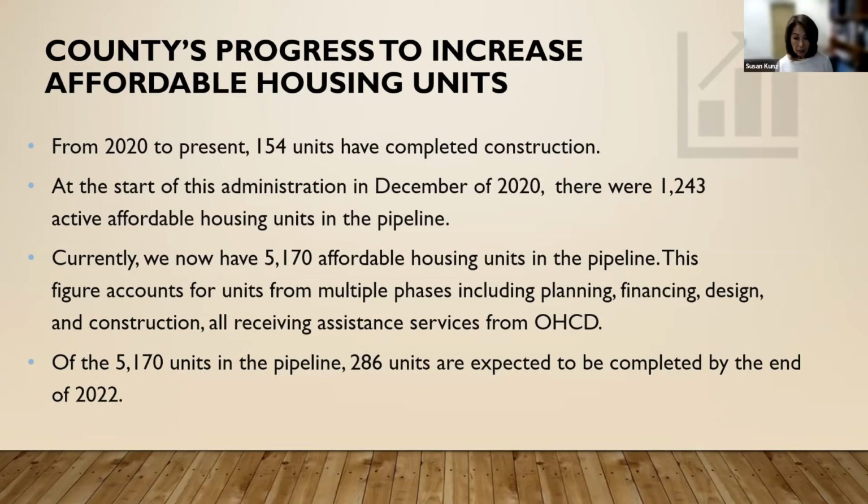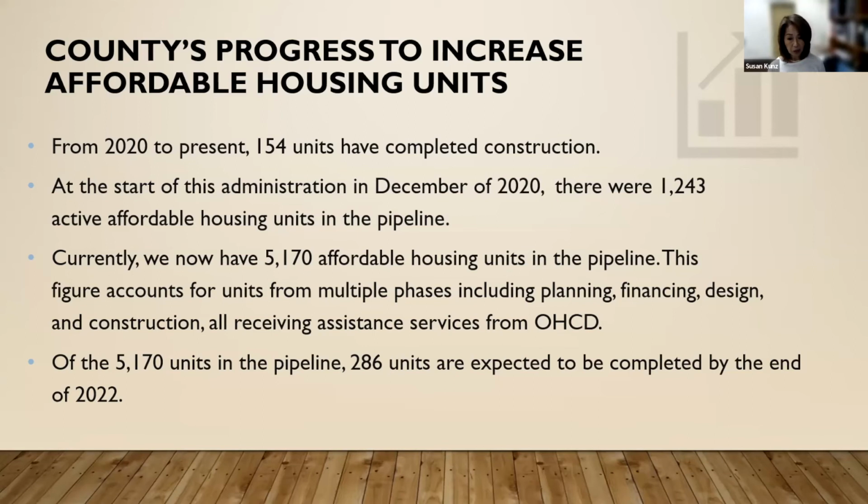So in any case, there were 1,200 units in the pipeline when we walked on board. There were approximately 154 units that have completed construction so far since we've been here. We currently now have about 5,100 affordable housing units in the pipeline. So we've made significant progress to getting projects up and running.